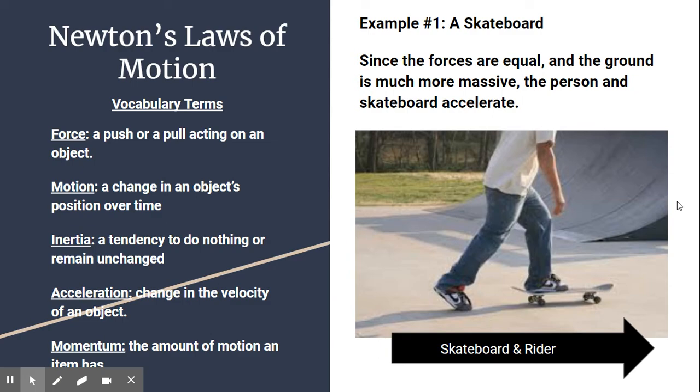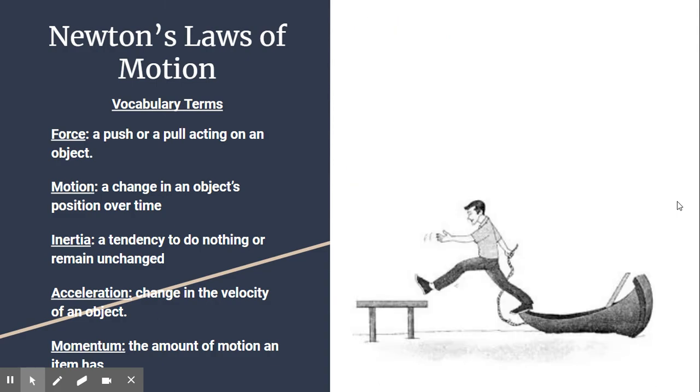Since those forces are equal, remember F equals ma, so the same force on the ground and the same force on the foot. Since the ground's much more massive, that person and that skateboard are going to accelerate. The Earth accelerates just the tiniest little bit, but nothing that we can perceive, nothing that we can see from where we're at. Another example.